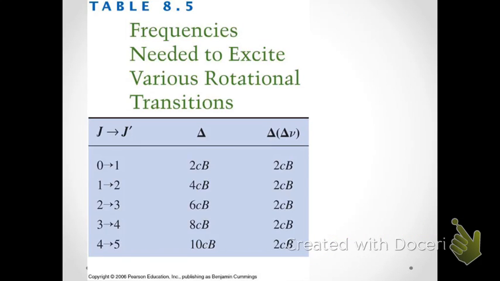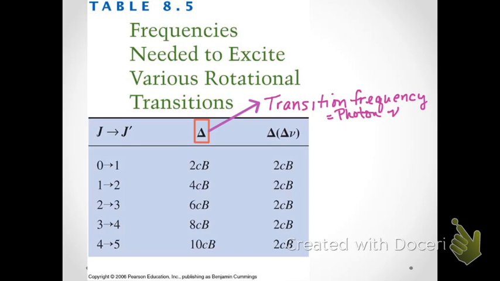So looking at the transitions between successive levels, we have this table here. We'll note that on this table, the term delta simply refers to the transition frequency of the photon involved that induces a transition for levels 0 to 1, 1 to 2, 2 to 3, etc. If we look at the column here, the frequency of the photon that would induce a transition from 0 to 1 would simply be 2 times c, being the speed of light, times the rotational constant B, 4cB for 1 to 2, etc.